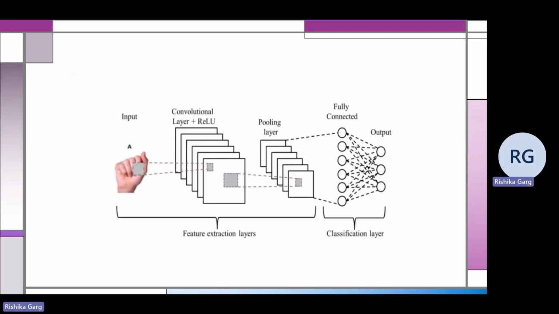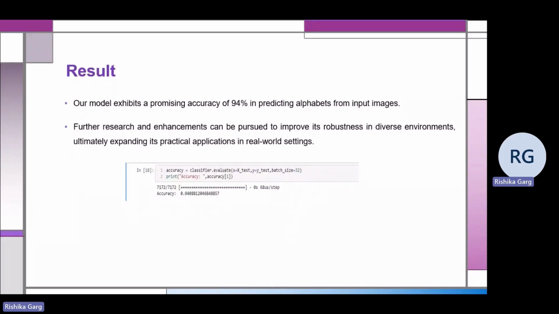This is the diagram which shows how gesture recognition is taking place, and this is the training part of the model. Result: our model exhibits a promising accuracy of 94% on the training and the testing data set, but in real time, it shows an accuracy of around 84 to 88%, provided that you are in proper lighting conditions.